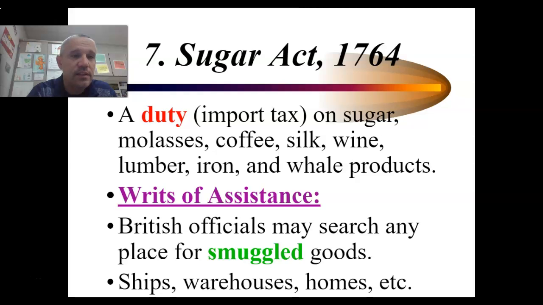Writs of assistance, think of this as a fancy word for a search warrant. Writs of assistance allowed British customs officials to search anywhere for smuggled goods. They could search ships, warehouses, homes, and they had the power to do so without any kind of probable cause. It was just kind of a blanket search warrant that allowed them to search anytime, any place.